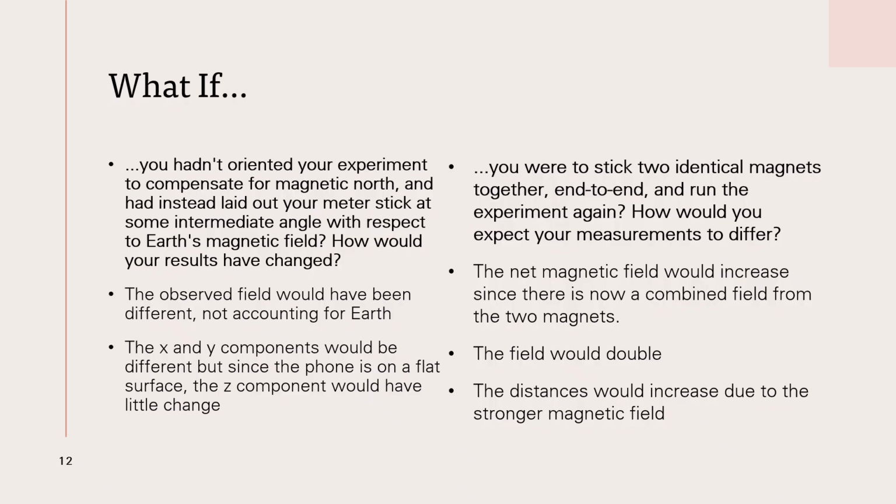What if you were to stick two identical magnets together end to end and run the experiment again? The net magnetic field would increase since there's now a combined field from the two magnets, and it would probably be around double since they're identical magnets. And then the distances would increase due to the stronger magnetic field.